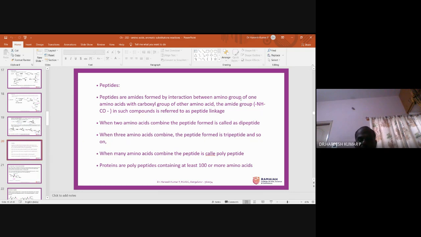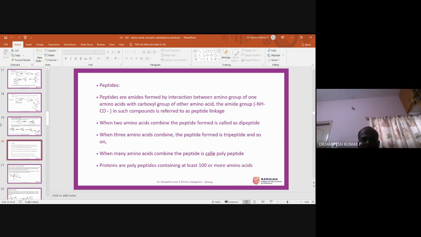When two amino acids combine, the peptide formed is called a dipeptide. When three amino acids combine, the peptide formed is called a tripeptide. When many amino acids combine, the peptide is called a polypeptide. Then what are proteins? Proteins are polypeptides containing at least 100 or more amino acids and having a three-dimensional structure.